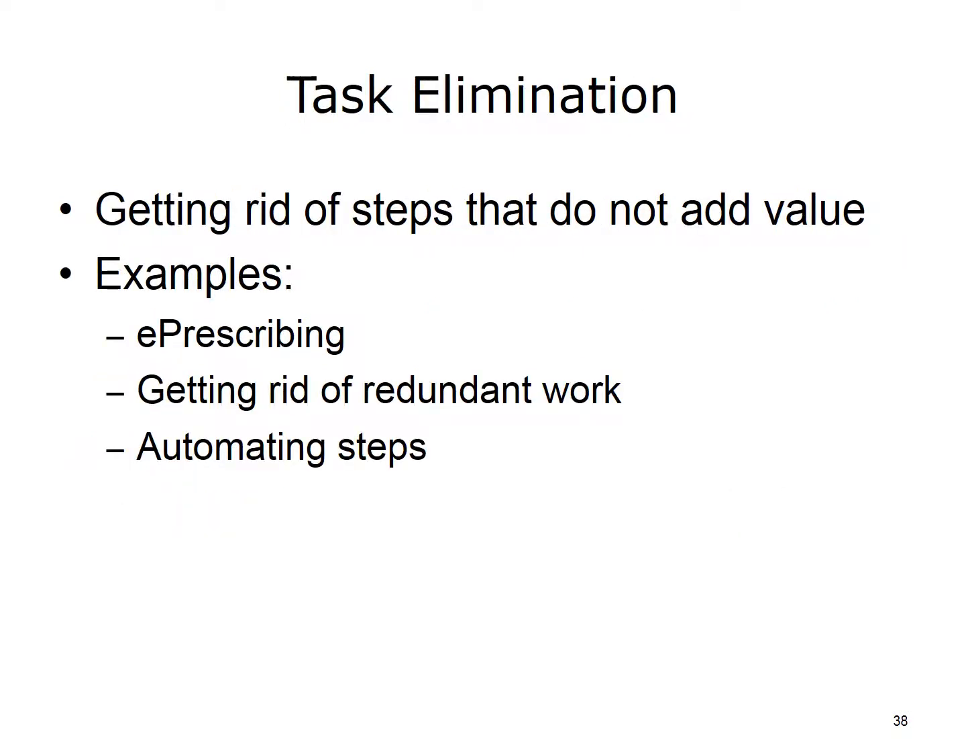Task elimination is probably what most people think of first when they hear the words process redesign. Getting rid of steps that do not add value, i.e., the unproductive work. Examples: e-prescribing eliminates a significant number of steps. Getting rid of redundant work does too. Automating steps effectively eliminates tasks that humans need to do, and control relocation also can eliminate tasks that office staff need to do.